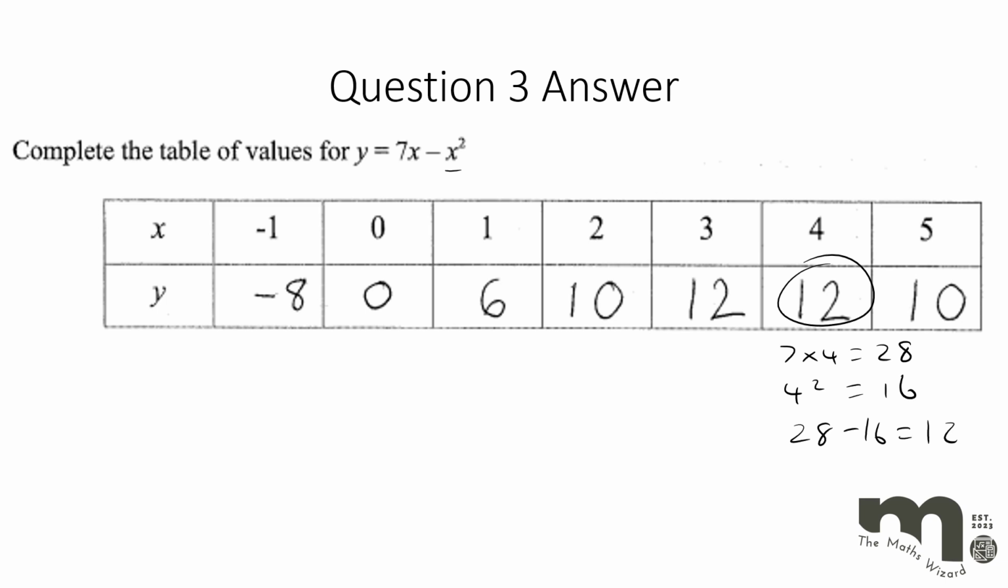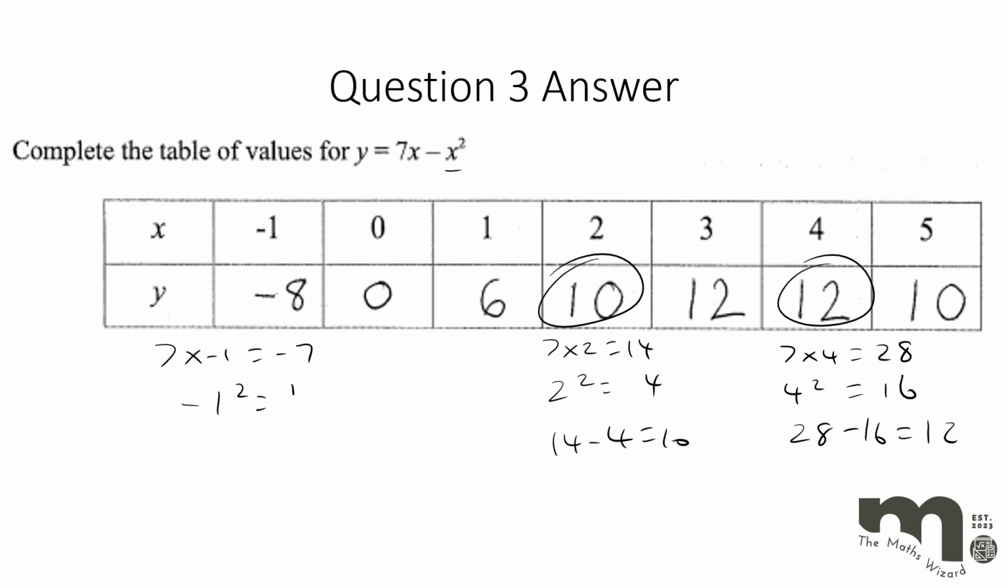Let's look at the 2 then. So 7 times 2 is 14. 2 squared is 4. And then 14 take away 4 gives you the 10 just there. Now take care on your negative numbers on questions like this. So 7 times minus 1 is minus 7. Minus 1 squared is 1. And then you're doing minus 7 take away 1, so you are moving further away from 0 there. That's going to give you minus 8, as you can see in the table.